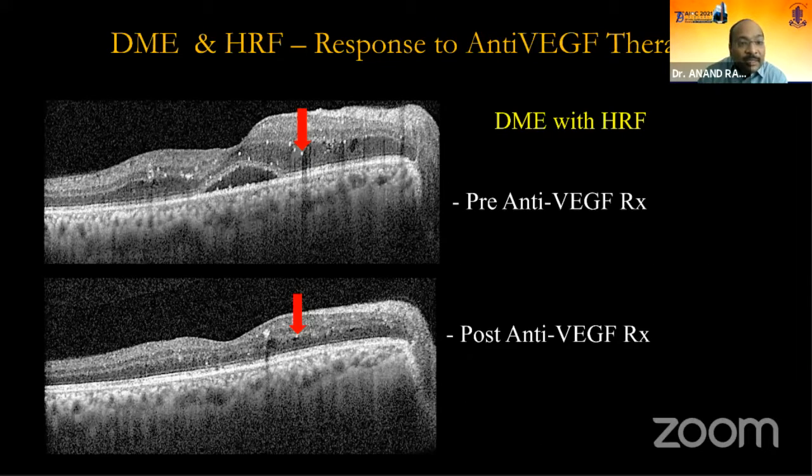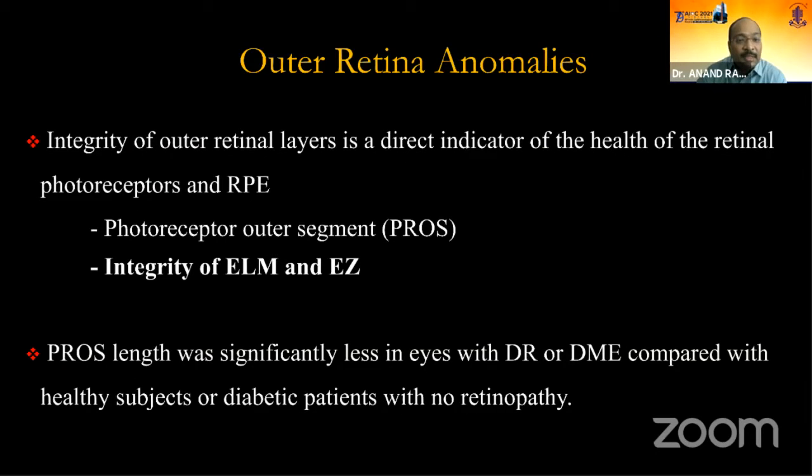outer retinal abnormalities. Integrity of the outer retinal layers is a direct indicator of the health of the retinal photoreceptors, and of photoreceptor length and integrity. So cone length was significantly lesser in eyes with diabetic retinopathy or DME compared with healthy subjects or diabetic patients with no retinopathy. So this is a case of chronic DME, where you can see progressive loss of the ELM over time without treatment.